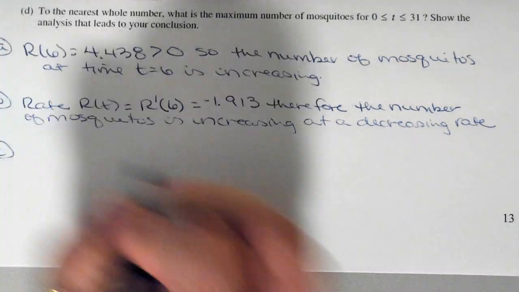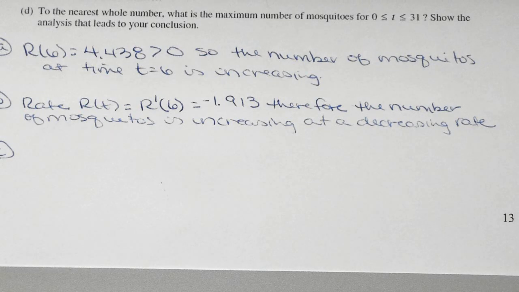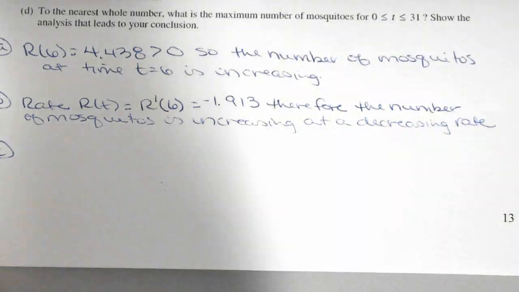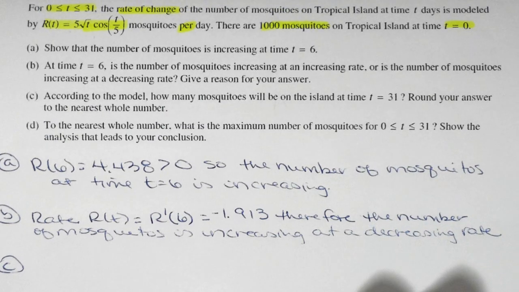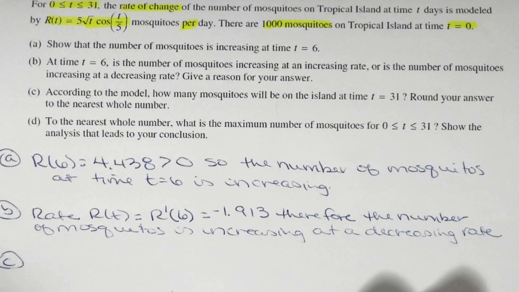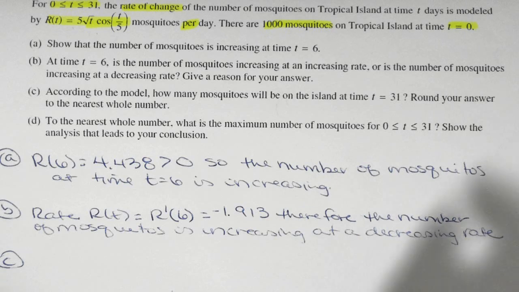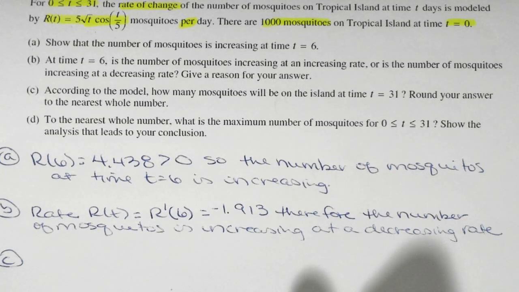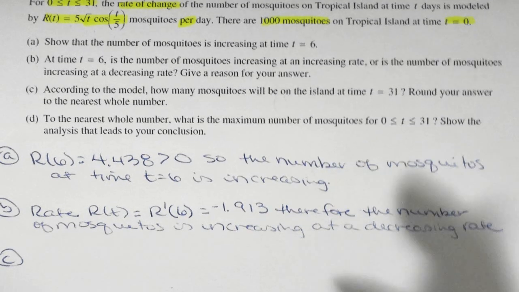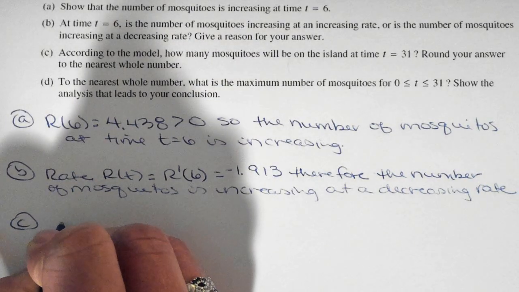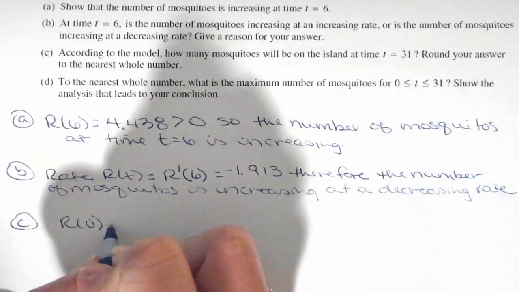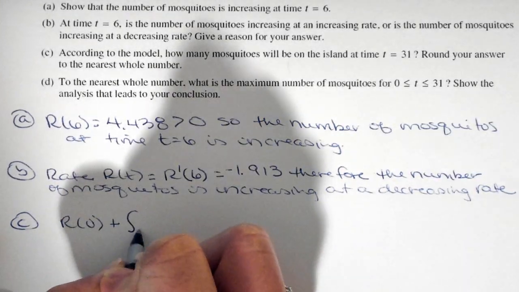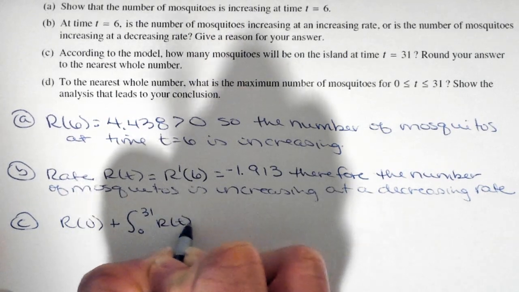Okay, part C. According to the model, how many mosquitoes will be on the island at time t equals 31? Well, I kind of asked that question, and Max answered, if I had to determine the number of mosquitoes at time 31, I do need to integrate, but I have to consider something else. What do I have to consider? Initial. Yeah, how many we started with? There are 1,000 mosquitoes on the island. So r of 0, plus the integral from 0 to 31 of r of t dt.